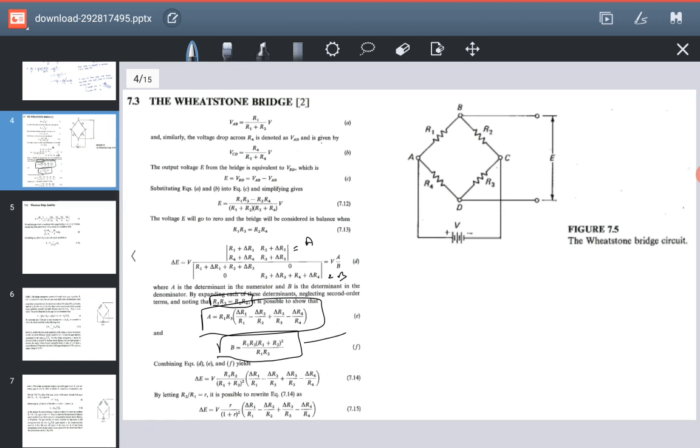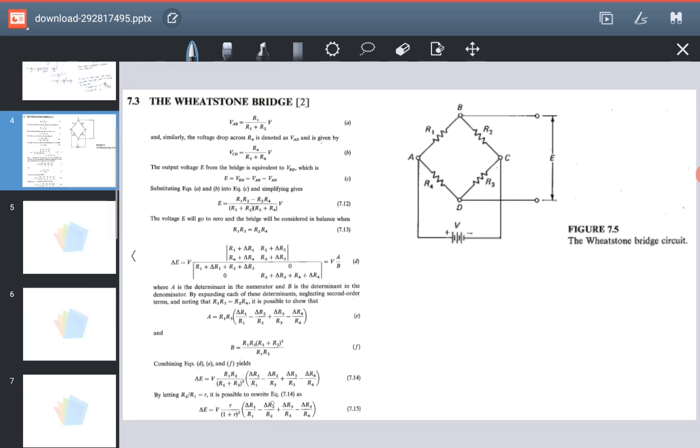If I put these values in equation D, I will get this form of equation. And for the sake of simplification, if I consider R2 upon R1 as simply R, I can write this. So this is the final equation: if resistance is changed, how much potential difference will be observed between point A and point D. After getting this value we will be able to find out the strain.